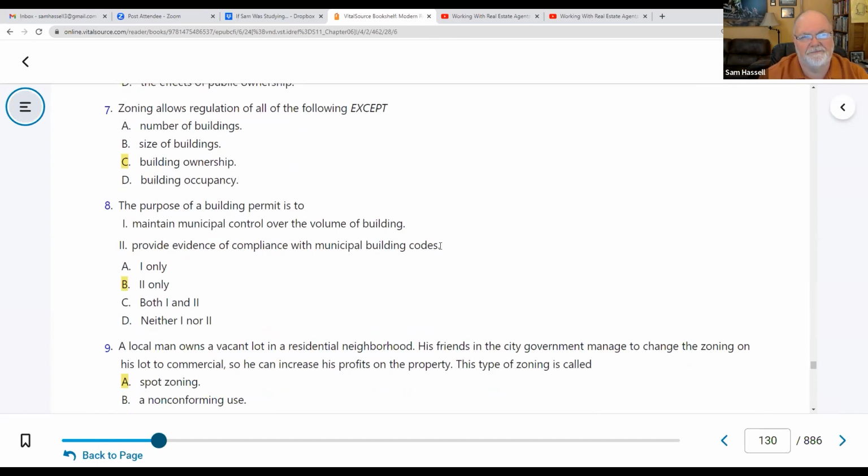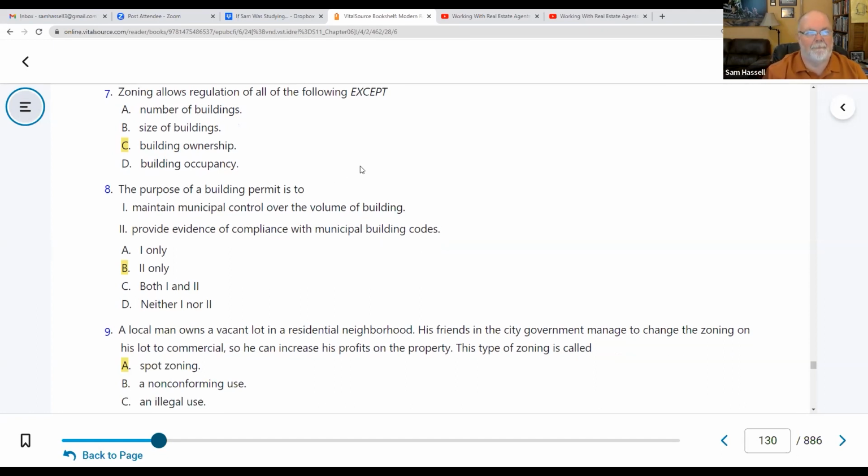Number 7, zoning allows regulation of all of the following except number of buildings, yes. Size of buildings, yes. Building occupancy, yes. Building ownership, they can't say who can own the building, right? They can't do that. That's a violation of fair housing. So they can do everything else except regulate who owns it.